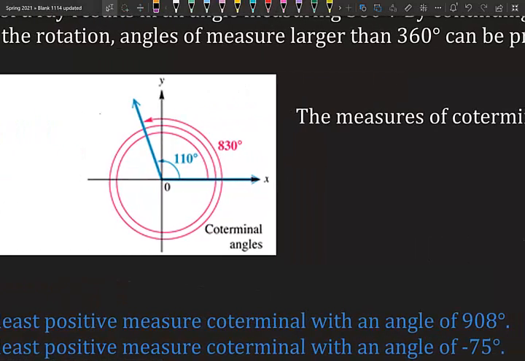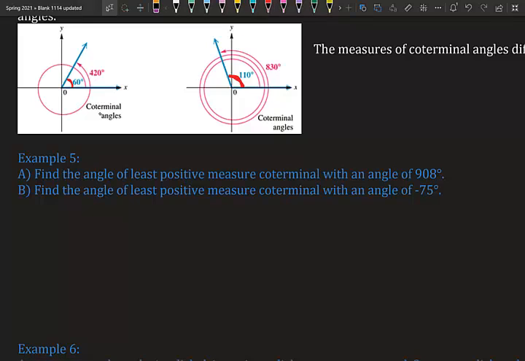So an 830-degree angle, we're spinning, we're spinning, we stop. So an 830-degree angle is the same thing as a 110-degree angle. We're going to find the angle of least positive measure coterminal with an angle of 908 degrees.